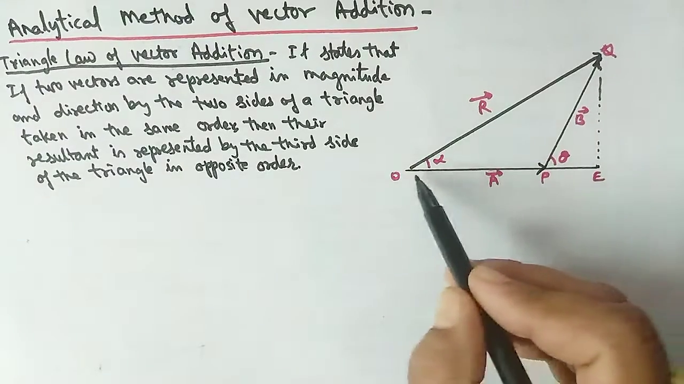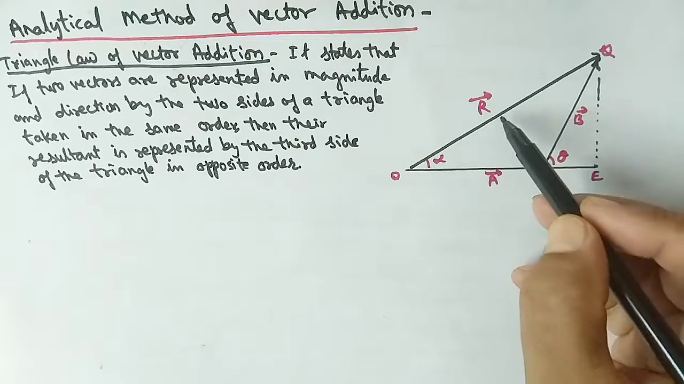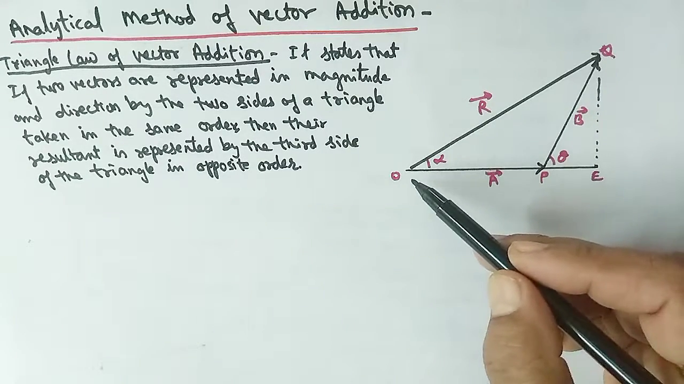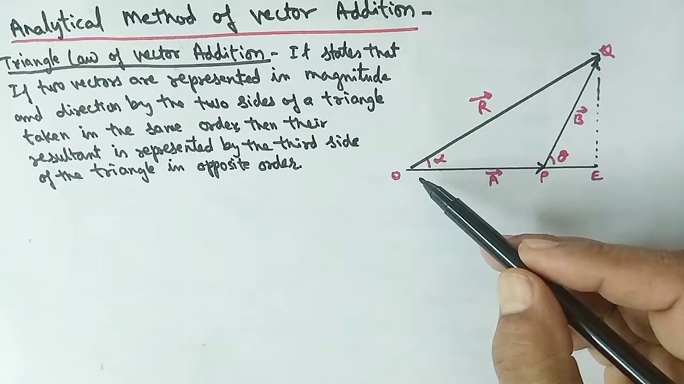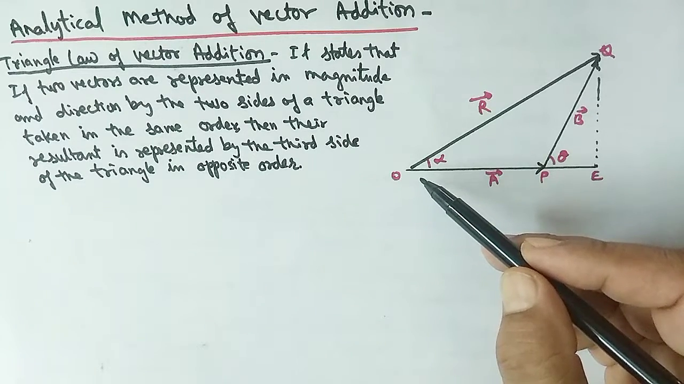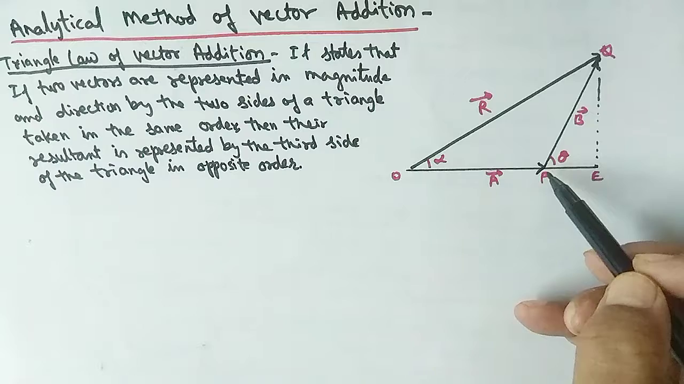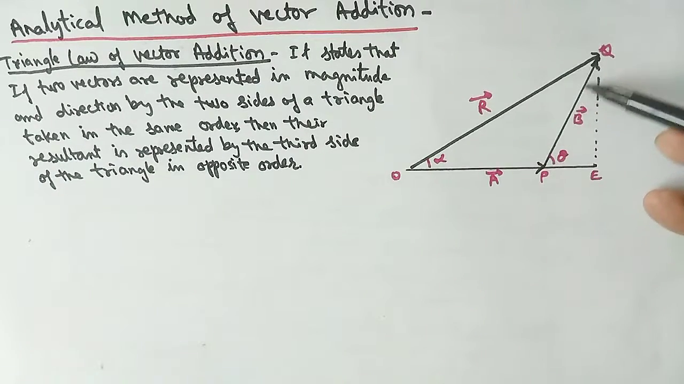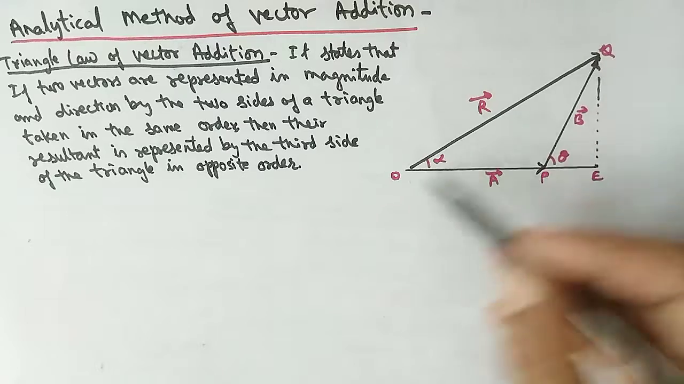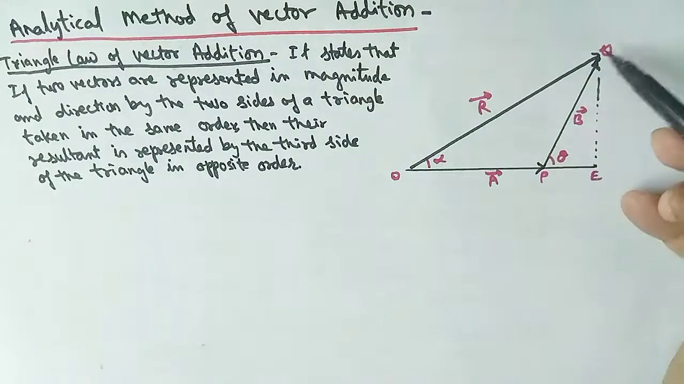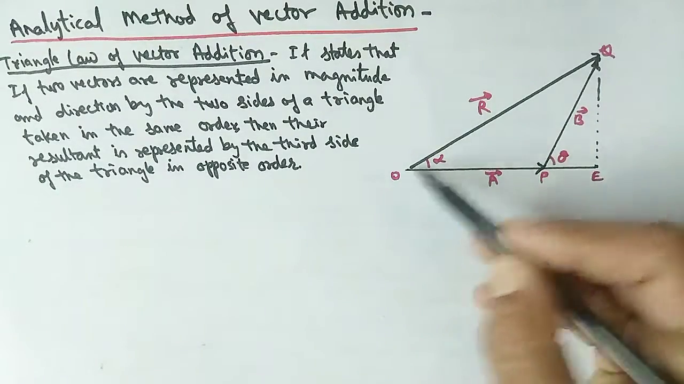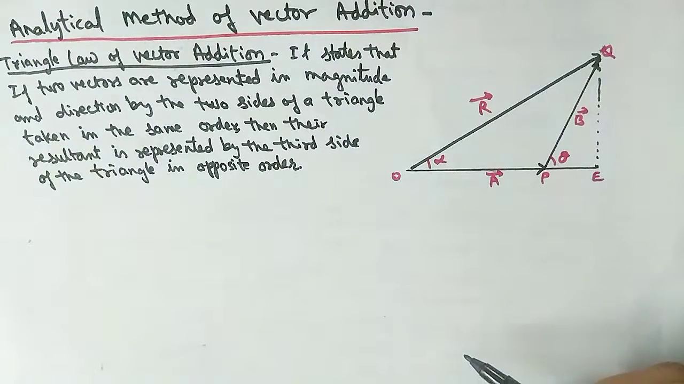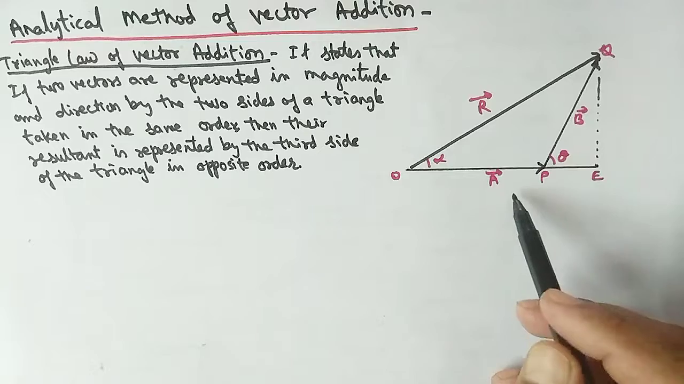Suppose these are the two vectors, vector A and vector B. Now add these two vectors by the triangle method, as already discussed in the previous video. Vector A, and then from its head add the second vector, vector B, and now join the initial and the final point, from here to here, and it represents the resultant vector. Now see what is the law.